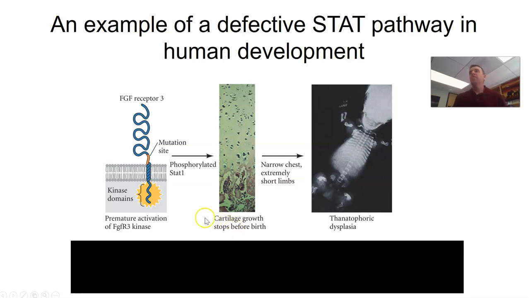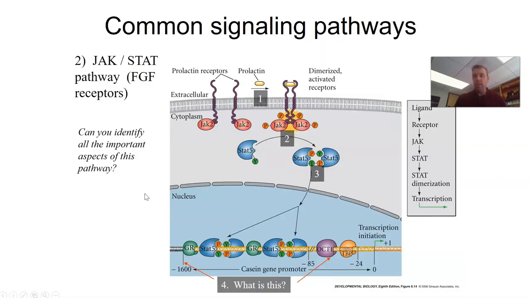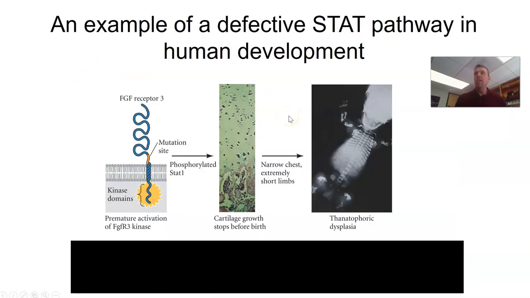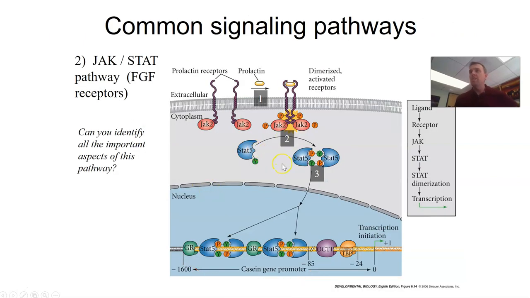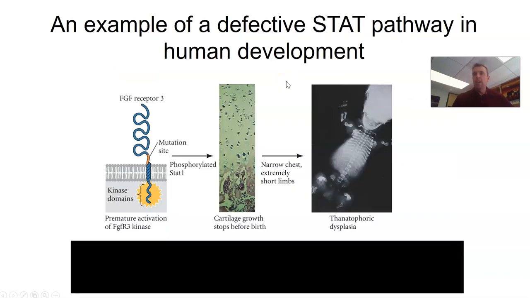So an example of a defective STAT pathway. This is a mutation that can be passed down, and this is where the kinase domain, if we look at this kinase domain here, it's constitutively active. So it's not non-functional, but it's always phosphorylated. What that means is it's always signaling JAK-STAT, even if there's no ligand. And this particular pathway with FGF receptor 3 is important for promoting differentiation from cartilage into bone. You don't want the cartilage to turn into bone before it's done growing. So when this is constitutively active, as soon as there's cartilage, it causes it to turn into bone.